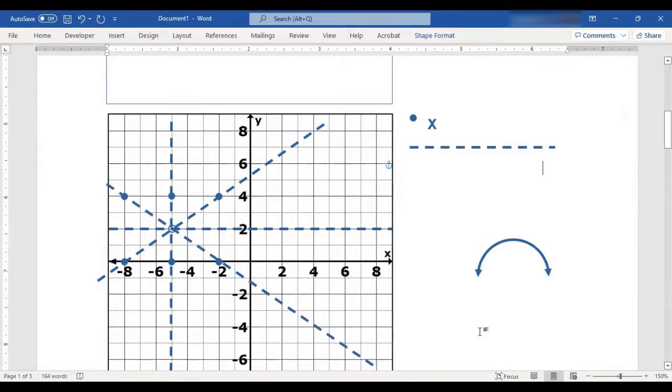Okay, pretty good. All right, so now that we have our 2 asymptotes graphed, now we can actually graph the hyperbola. So it's going to go through the vertex, and then we let the asymptotes be our guide.